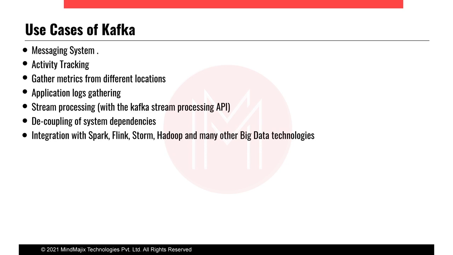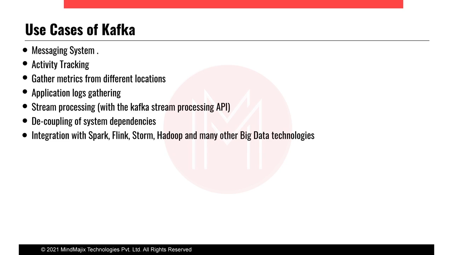Then there is stream processing. Kafka is always stream processing. For example, you can send a stream of messages, millions of messages as one stream. Kafka will support that. And it's a decoupling of system dependencies. This one we have already seen. The source system and target system need not connect directly with each other.